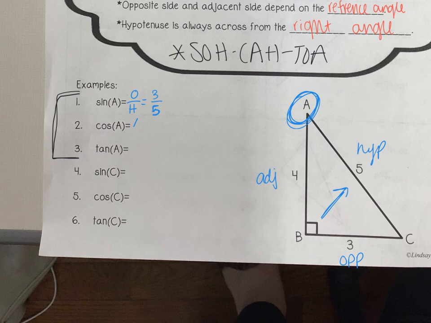So cosine is my adjacent over hypotenuse. So what is the adjacent side? 4. And the hypotenuse is 5. Very good. And then my tangent is opposite over adjacent. What is the opposite? It's 3 over 4, and that's it. Those are your answers for that part.